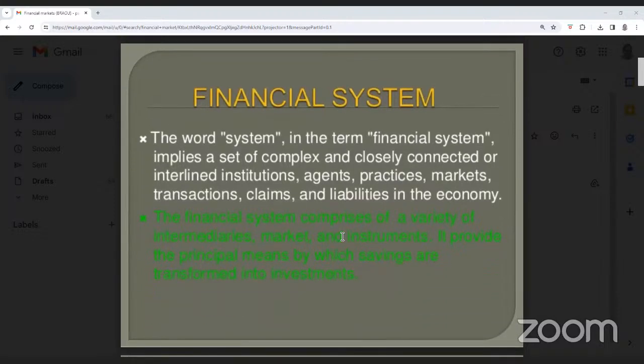Now we'll talk about the financial system. That is there now, financial system? Yes ma'am. So here the word system, that is in the term financial system, implies a set of complex and closely connected or interlinked institutions. Means it is interlinked with whom? These are the institutions like agents, practices, markets, transactions, claims, liabilities in the economy. So this is the word system that is making the financial system.